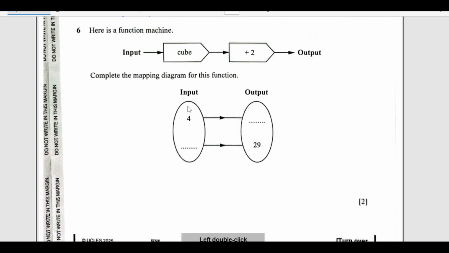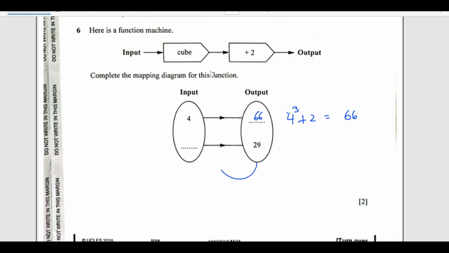Now number 6, here is a function machine: input, then cube, then plus 2, that is the output. Complete the diagram. So the first one, input is 4, then we cube, and then we add 2. So 4 times 4 is 16, 16 times 4 is 64. 64 plus 2 is 66.